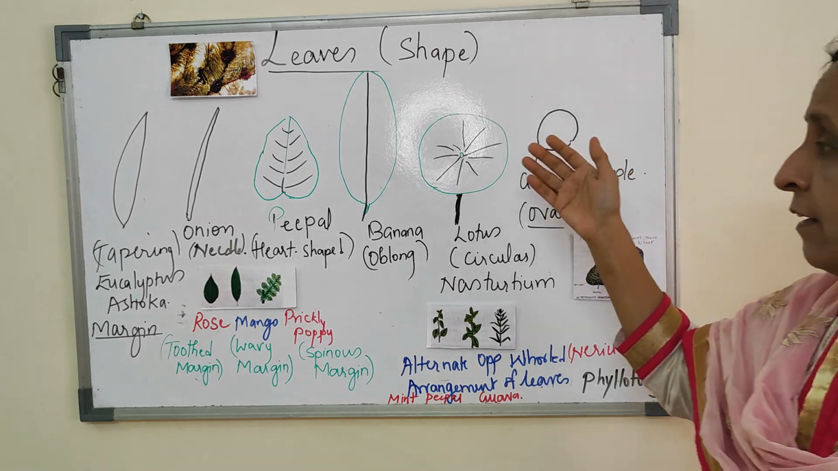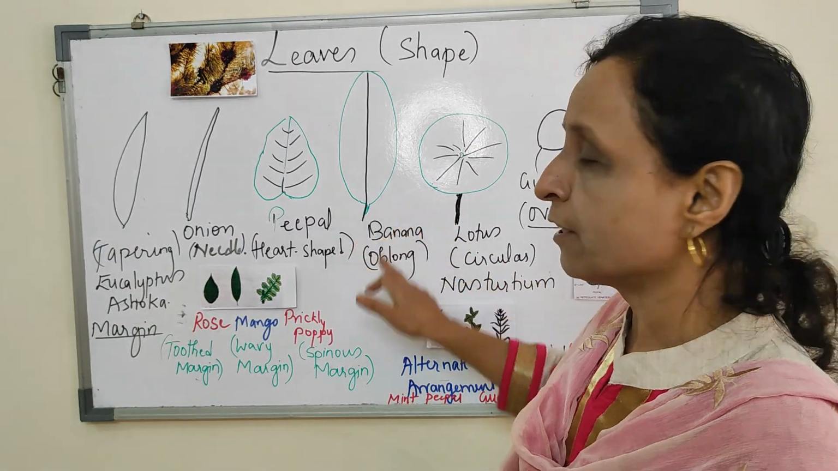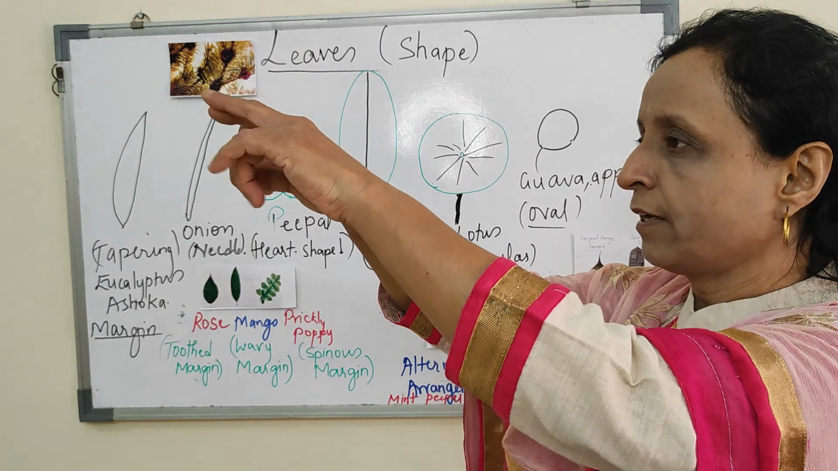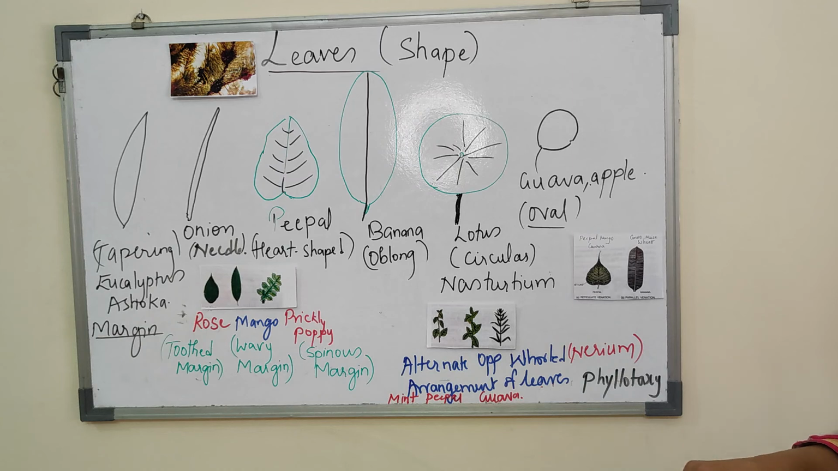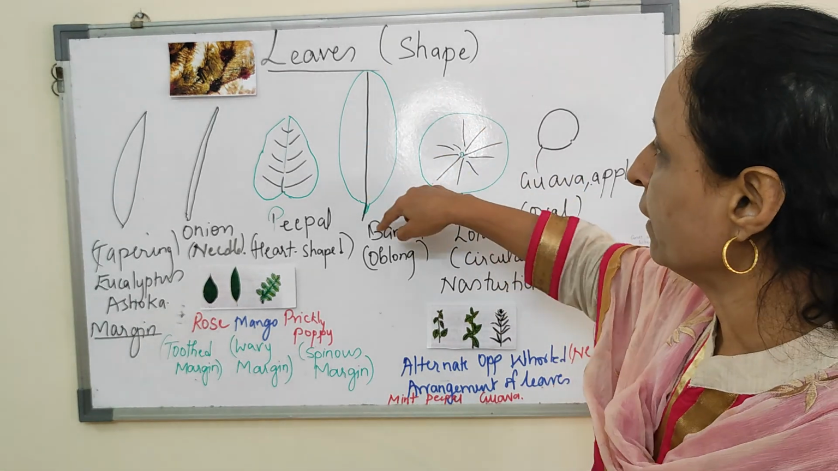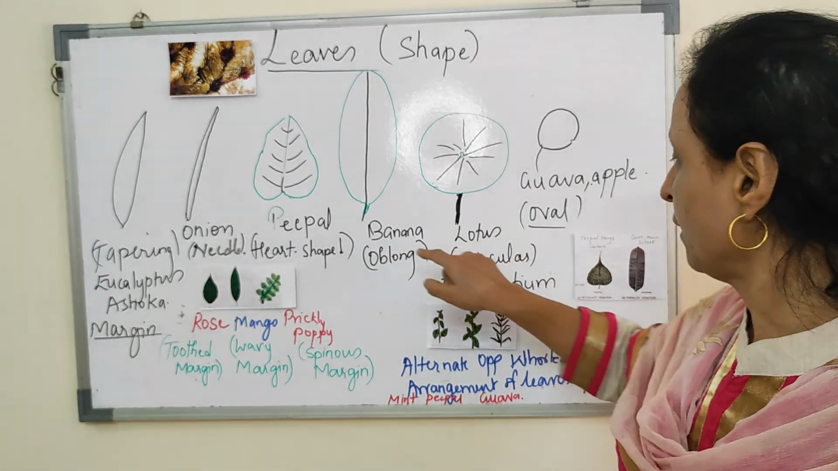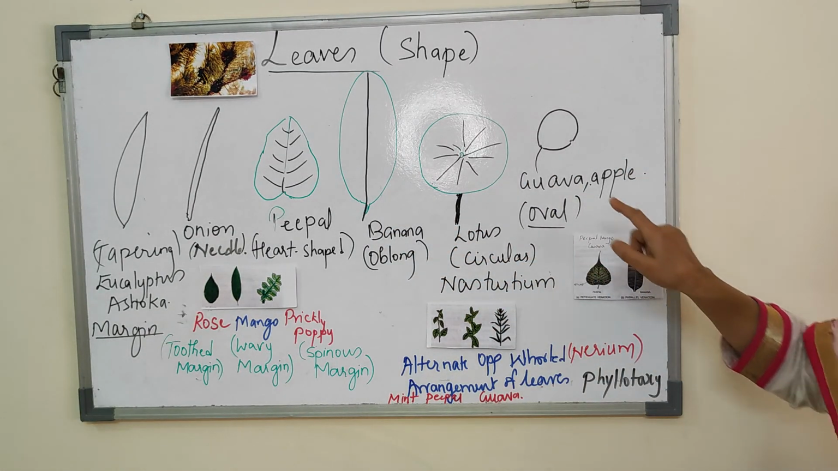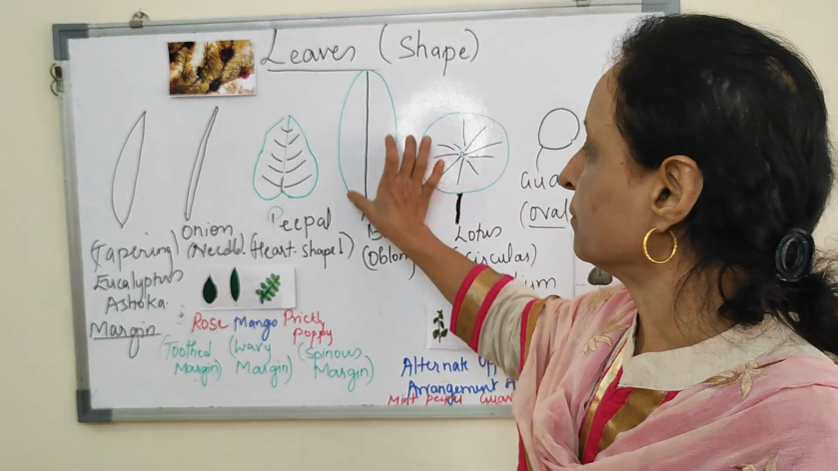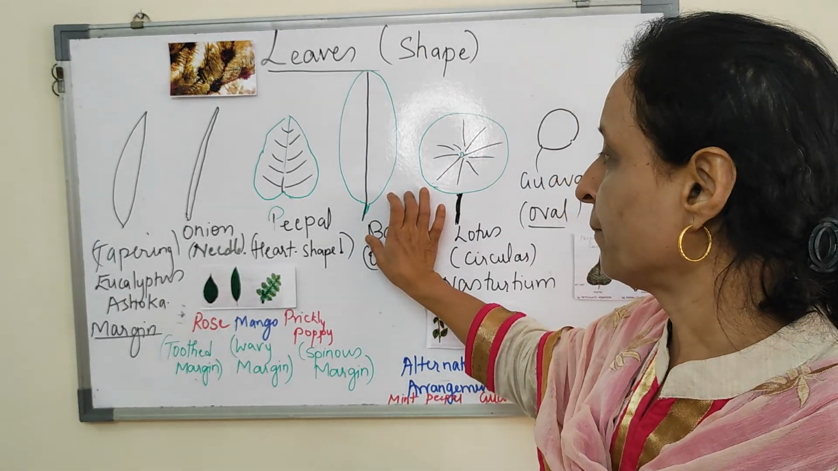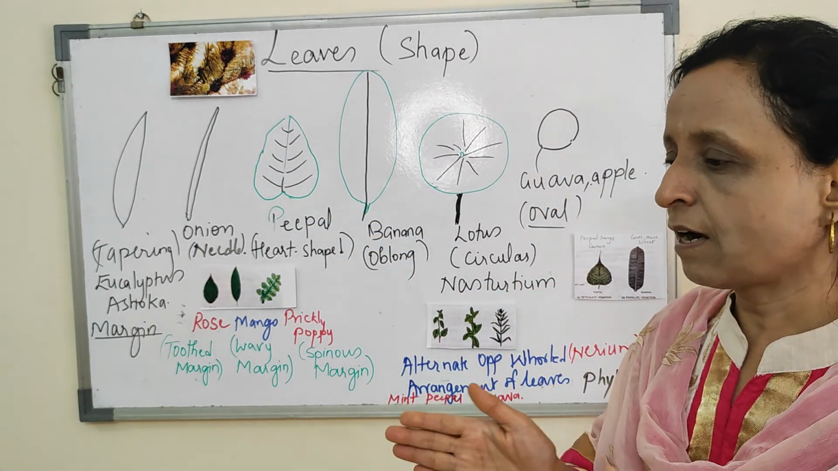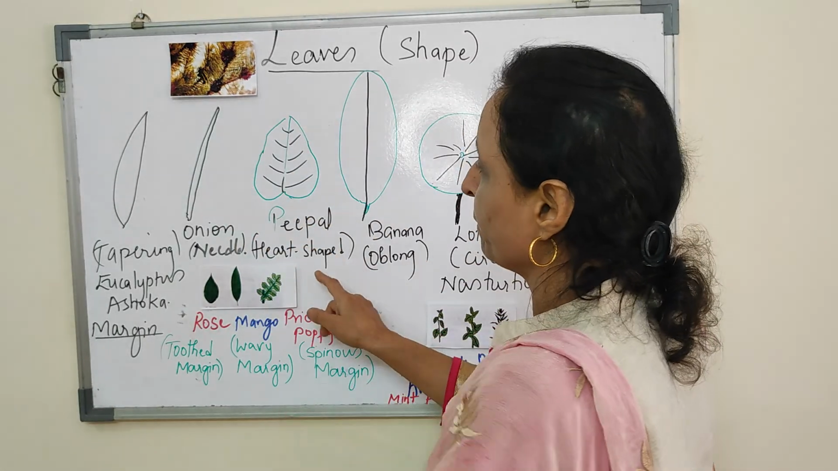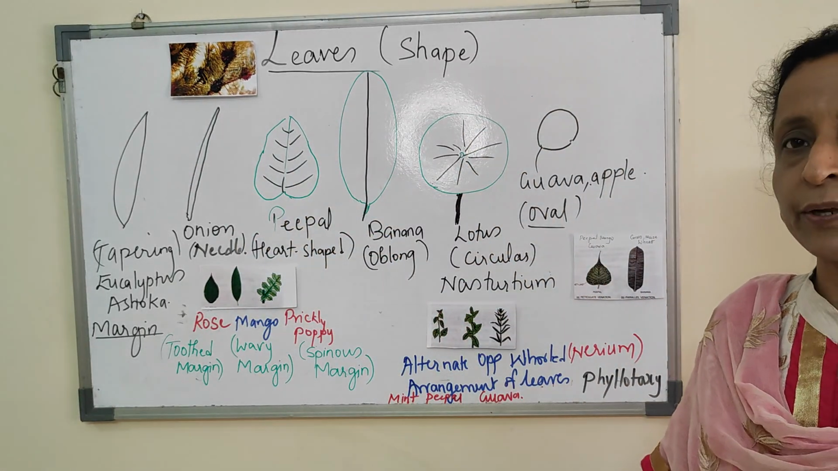So here, have you seen banana leaf? It is oblong. Banana leaves are oblong. Here you can see this banana leaf. That is the shape. Then you all must have seen the peepal tree. Peepal tree leaves are heart-shaped.